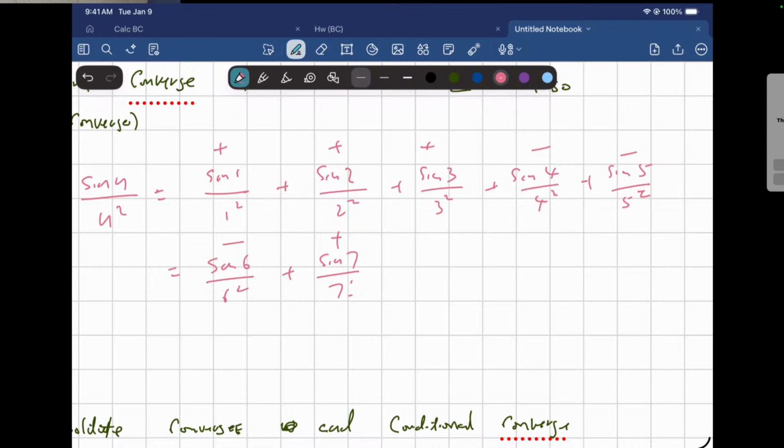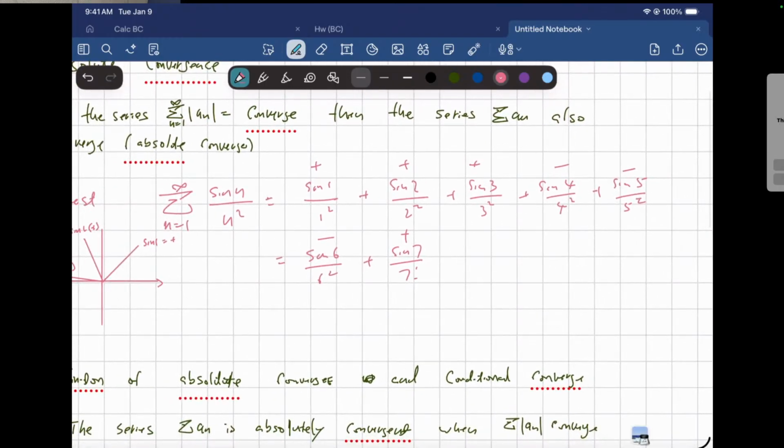This is what I was trying to say the other day. It's not technically alternating. So I didn't understand your question. So this is not technically alternating. This is just having some plus signs, some negative signs, but it's not exactly alternating.